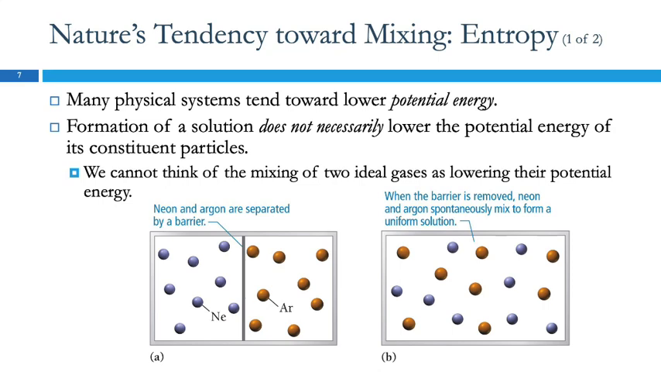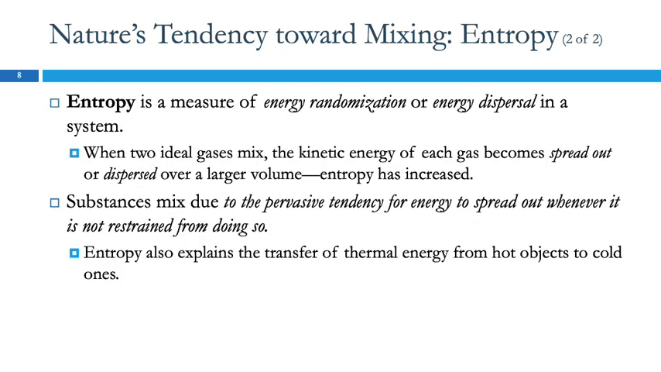Does that lower their potential energy? No, it doesn't. So there's got to be something going on besides just lower energy. So far, in Chem 1A, lower energy has been the answer to most questions of why does that happen. So there's another concept here called entropy. Entropy can be defined in several different ways. It's a little hard to put your finger on. We can say that it's a measure of the energy randomization or the energy dispersal within a system.